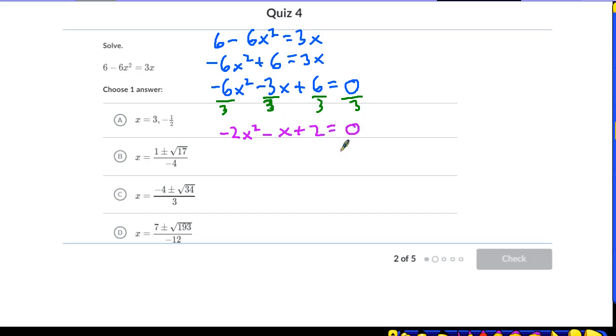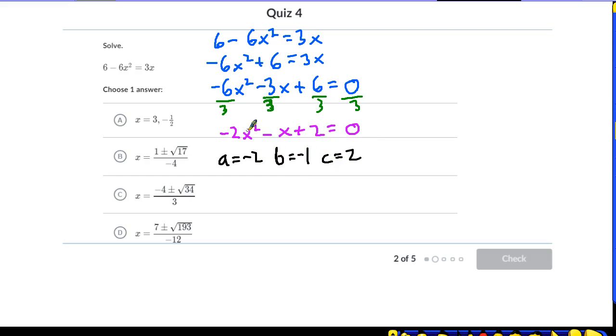Now if I have to do the quadratic formula, it's going to be a lot easier. I could do completing the square, but that is going to be a lot harder because I have this number here in front of the x squared. Normally, if I'm going to do completing the square, I want to have no number in front of the x squared. So in this case, I'm going to say definitely this is a job for the quadratic formula. So let's write out our a's, b's, and c's. Our a equals negative 2, our b equals negative 1, and our c equals 2.